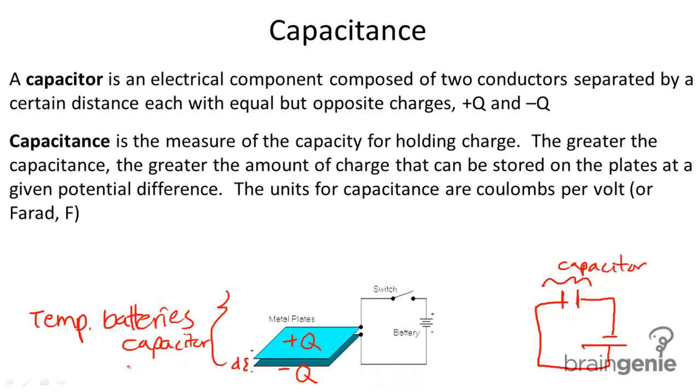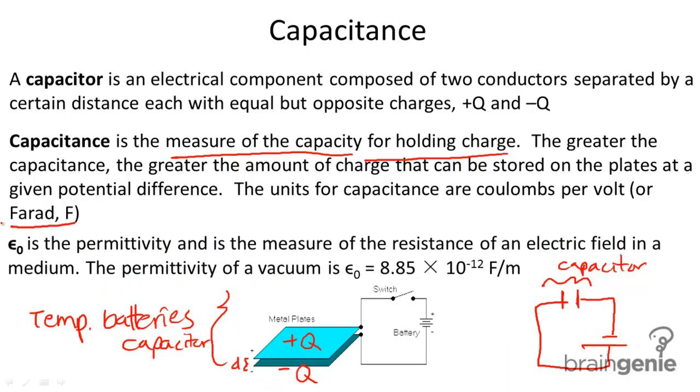Next word, capacitance. Capacitance is the actual measure of the capacity for holding charge. The greater the capacitance, the greater the amount of charge that can be stored on the parallel plates at a given potential difference. The units for capacitance are coulombs per volt, or what we call farads, F.